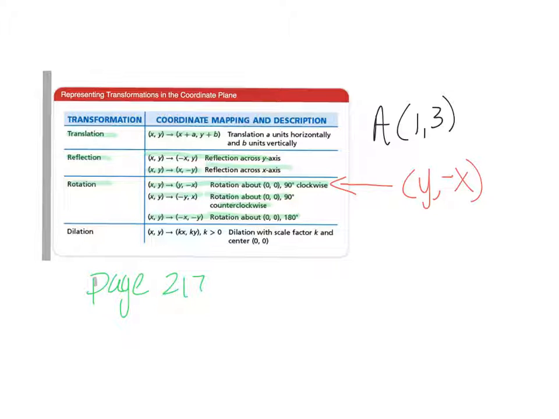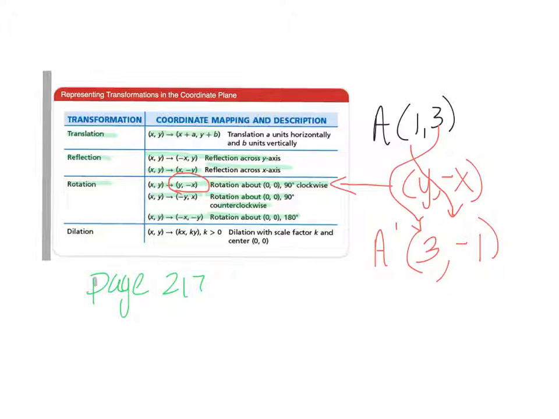negative x, based on the information right here. Y, negative x, based on the information from the chart right there. So what that means is that my new point A, so my A prime, has to start with the y. Well, the y was 3 from the original point. And the x value is going to become the opposite sign based on this formula. It says negative x. So that means that my 1 will go here, but it has to be the opposite sign, so it's negative 1. And we can do that with anything.